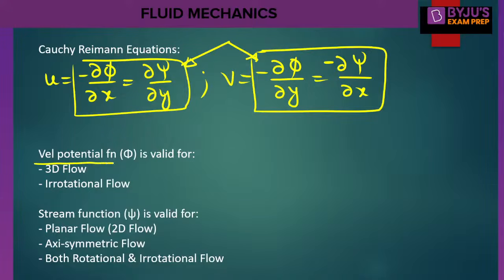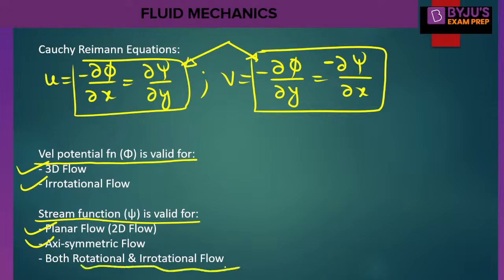And the velocity potential function phi is valid for 3D and irrotational flow only, whereas the stream function is valid for 2D or axisymmetric flow, both rotational and irrotational. Right?